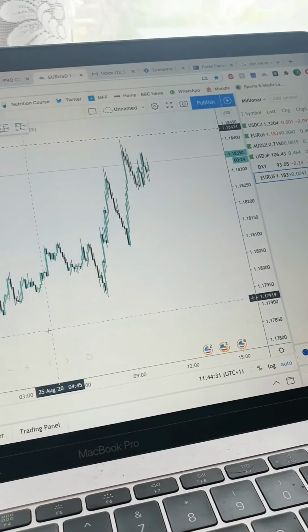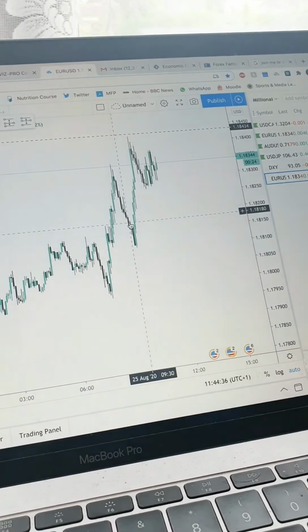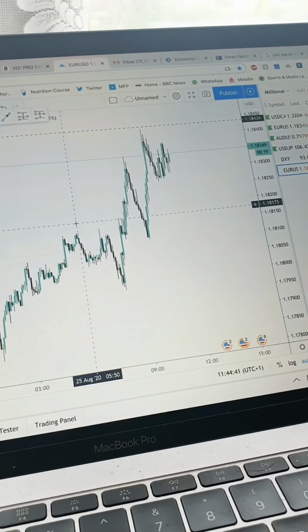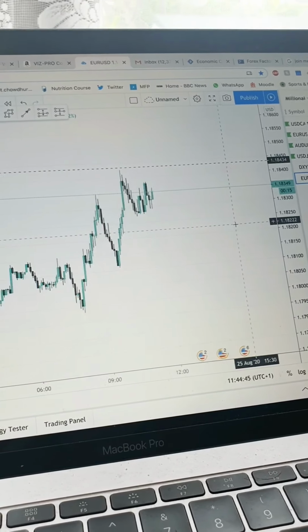Now, again, on the 5-minute time frame, we are now bullish. As you can see, there's higher lows, higher highs, right? So it's different. On the hourly, we're bearish. On the small time frame, we're bullish. So how can you tell which direction the market is going to go?